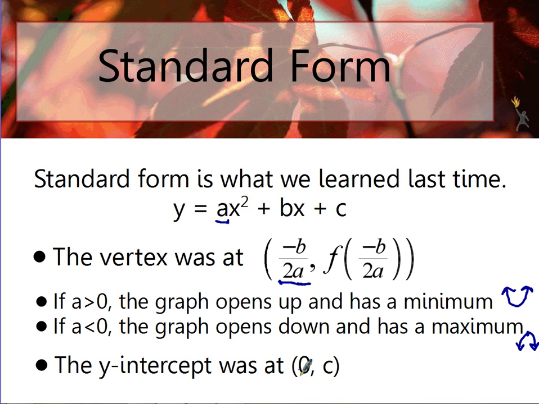Our y-intercept, if you go back and look at your work, was always at 0, c. When we plugged 0 into our form, the quadratic term became 0 every time, the linear term became 0 every time, and all we were left with was this lonely little constant c. So a quicker way to look at it now, your y-intercept will always be at 0, c when you're in standard form.